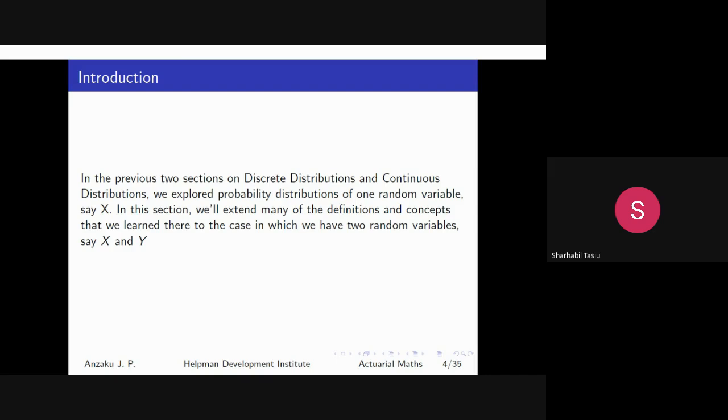Now in the previous two sessions on discrete distributions and continuous distributions, we explored probability distributions of one random variable, say X. In this section, we will extend many of the definitions and concepts that we have learned in all those other classes. We want to extend them in such a way that we have two random variables, say X and Y. When we have two random variables, we're trying to get the probability of two random variables and not just one random variable.